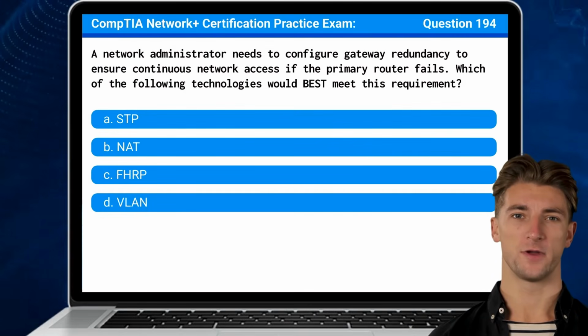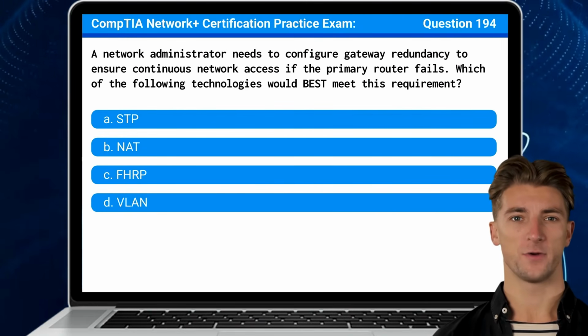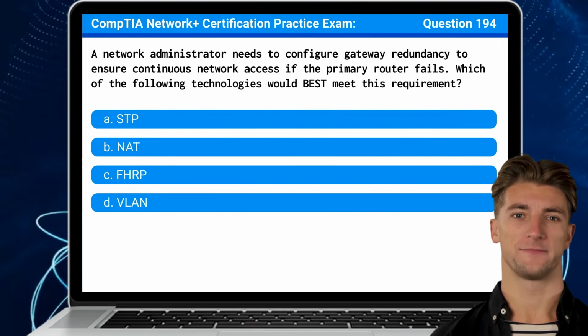Question 194. A network administrator needs to configure gateway redundancy to ensure continuous network access if the primary router fails. Which of the following technologies would best meet this requirement?